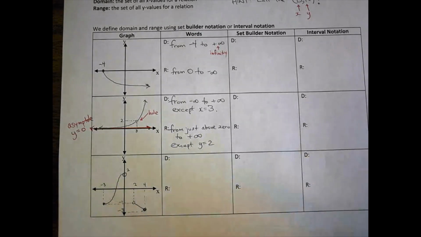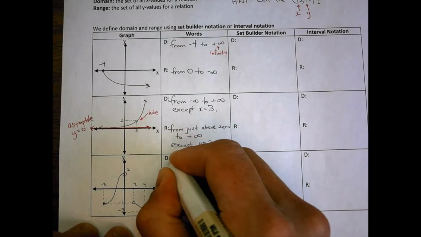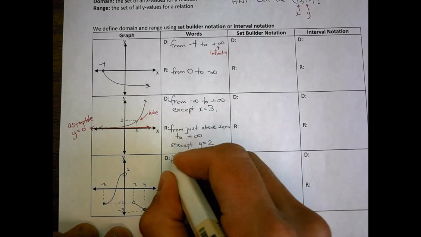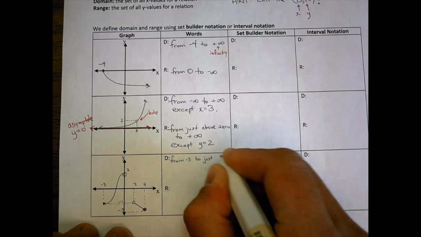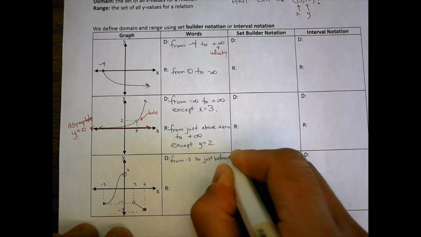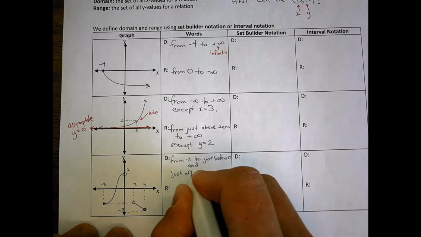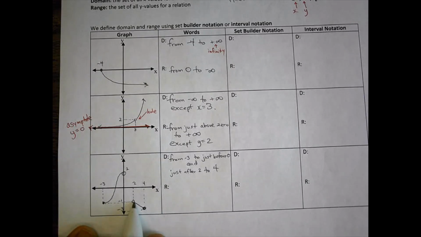The domain, well, that means all the x values. So I have all the x values from -3 all the way to 2. But note the circle there, that means that it's a hole, or it's not including the point on the axis. So it would be from -3 to just before 0, and just after 2 to 4. Okay, the other x values are from just greater than 2 all the way to 4.